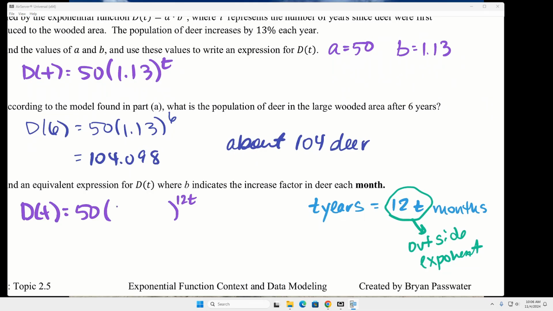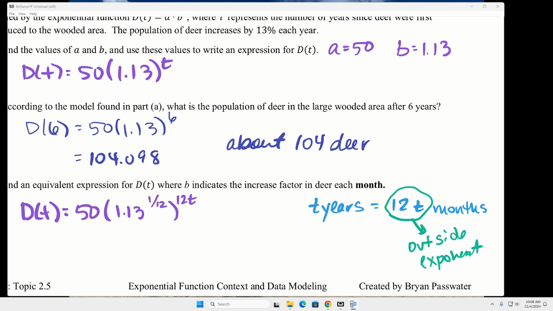And then we have this 1.13. Now, is it okay just to do that? Is that going to change the value of the function? Definitely. We're going to have to counteract that somehow. And so how do you think you counteract it? We have to raise this to something that counteracts that, multiplying by 12. Dividing by 12. So we're going to raise it to the 1/12.